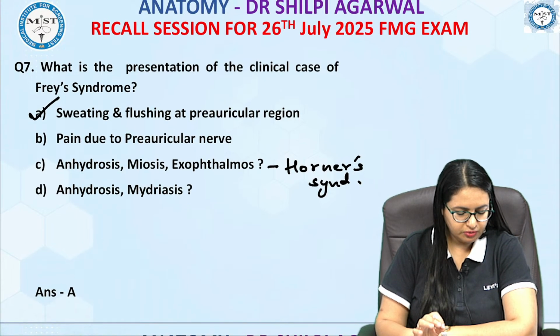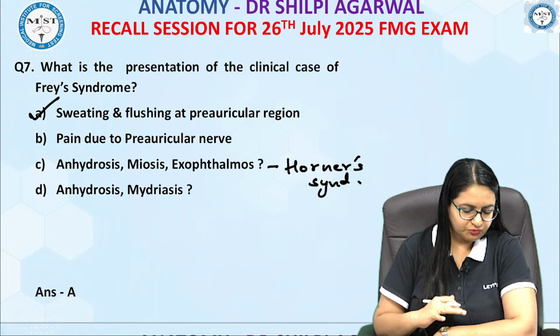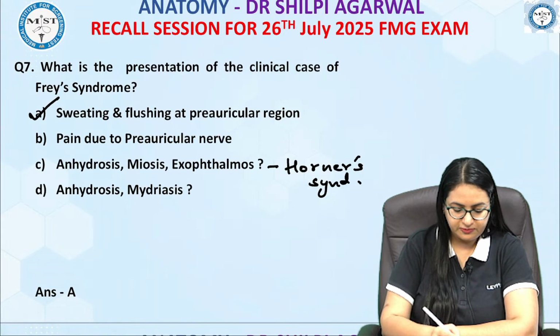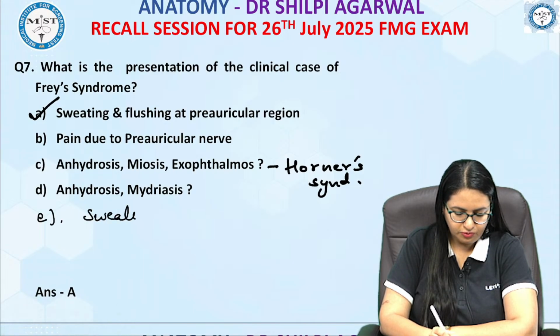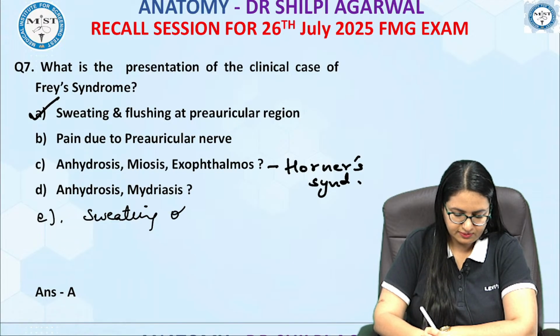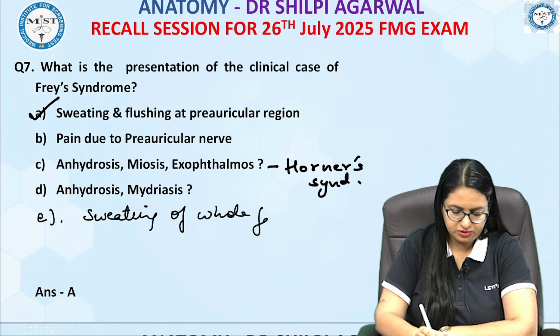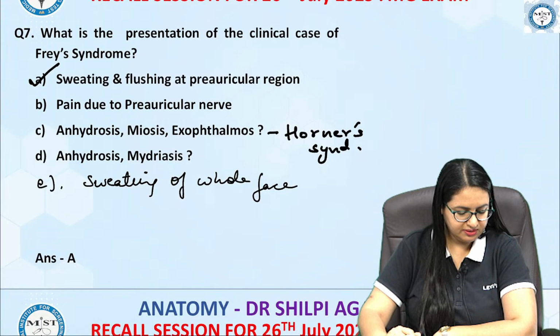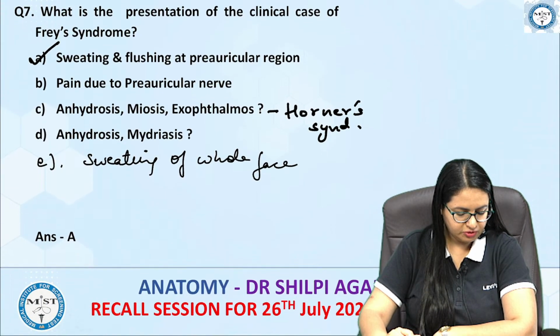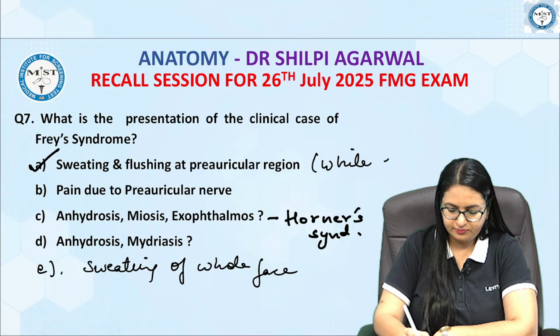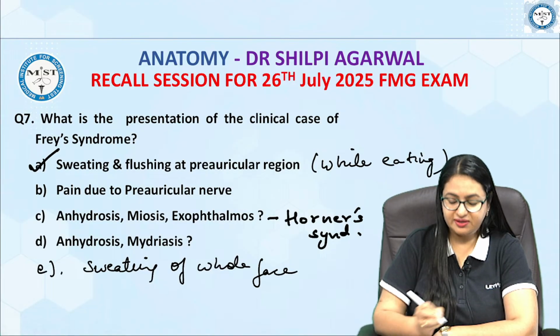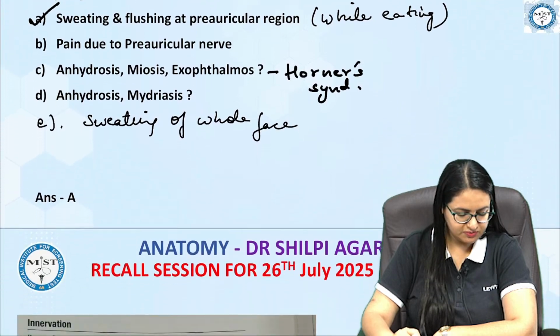Piyush, you are saying auriculotemporal nerve was mentioned. Can you tell me what was written regarding the auriculotemporal nerve? What did they mention about that? You are saying it is sweating of the whole face. This was one of the options. Fine. So I have added this as a part of one option, while eating. I've added this point also, while eating, these symptoms are there.